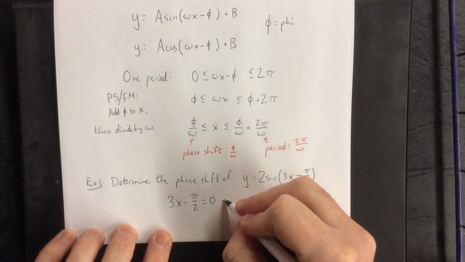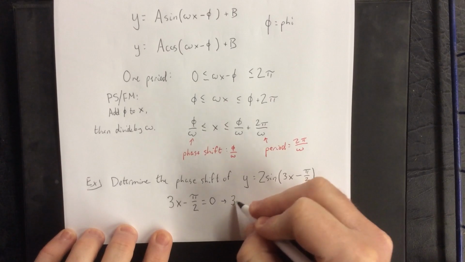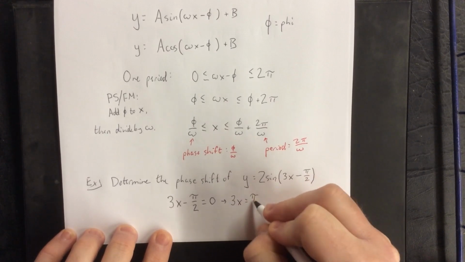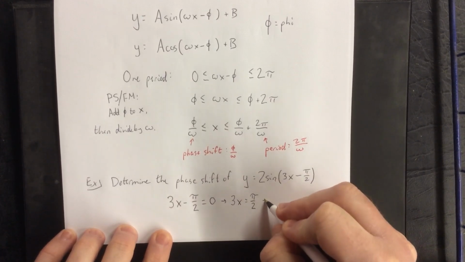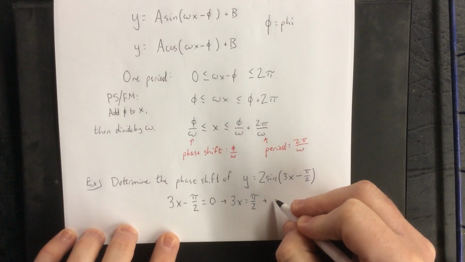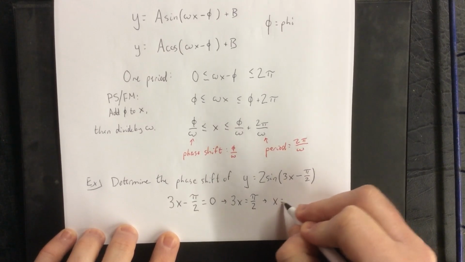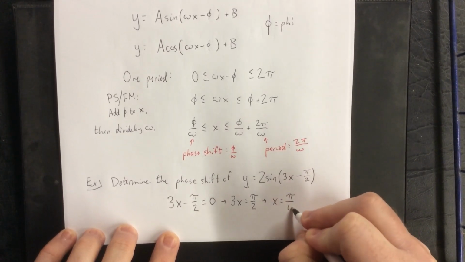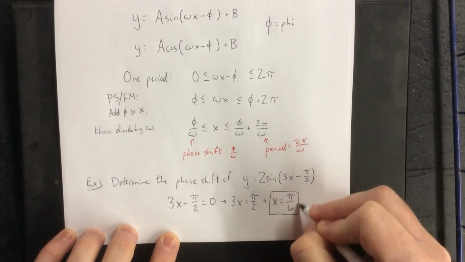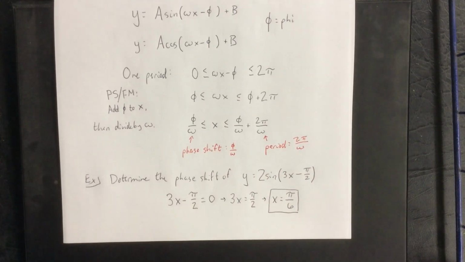So a couple steps of algebra. We'll add pi over 2 to both sides. We get 3x is equal to pi over 2. Then we'll divide both sides by 3 or multiply by 1/3. Multiplying pi over 2 by 1/3 lets me know that x is going to be equal to pi over 6, and that represents the start of a period, therefore the phase shift of our sinusoidal curve.